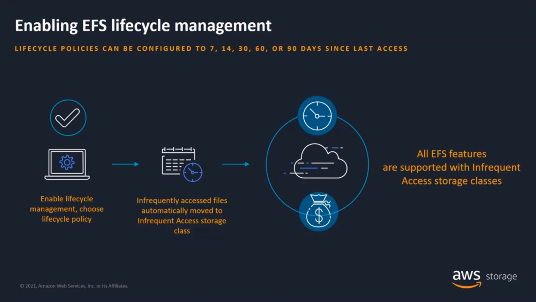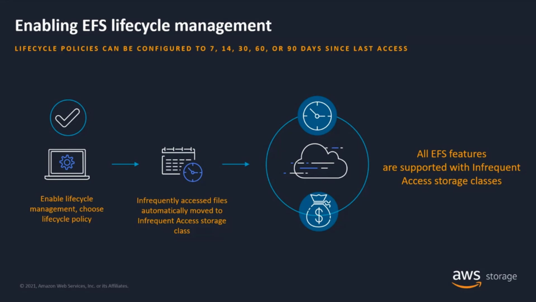EFS file systems transparently serve data from both storage classes, standard and standard IA, or one zone and one zone IA, providing a common file system namespace so you don't have to worry about which of your files are actively used and which are infrequently accessed. So if you're wondering how many days it takes for your files to move from standard storage to infrequent access, we understand that this may vary based on your application and your use case. So you can configure this using lifecycle policies.